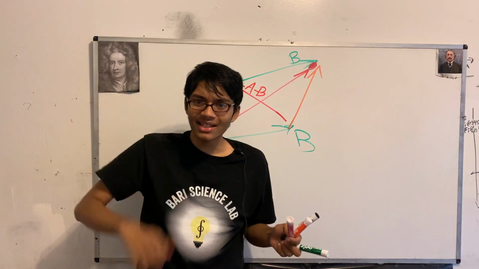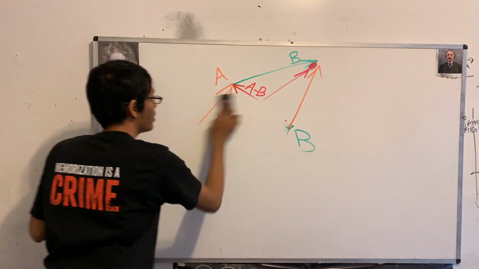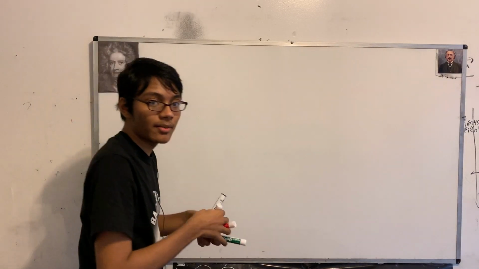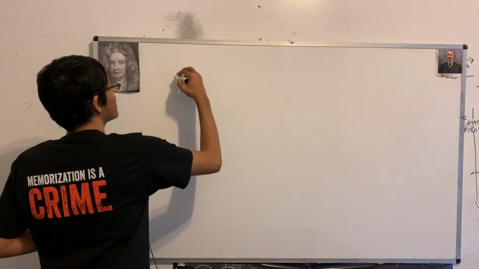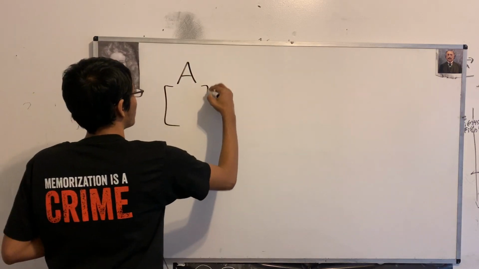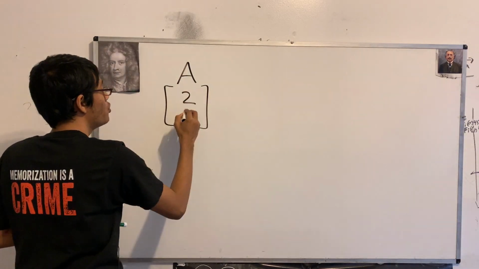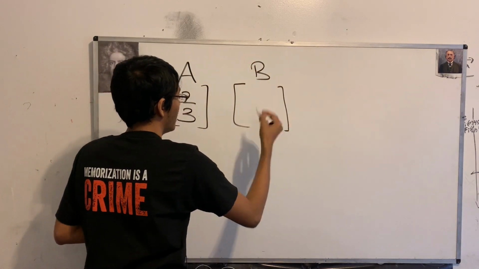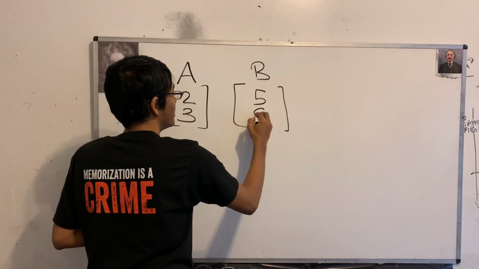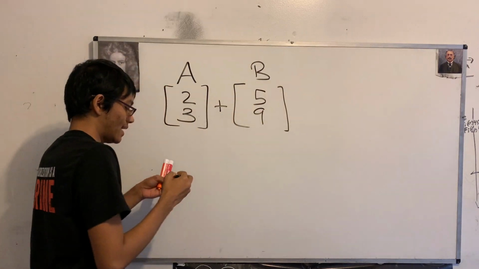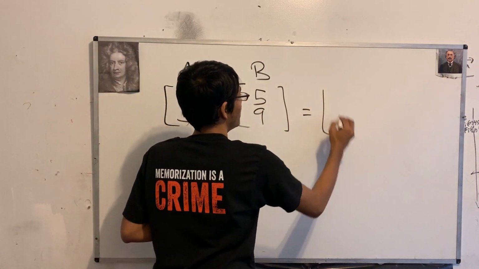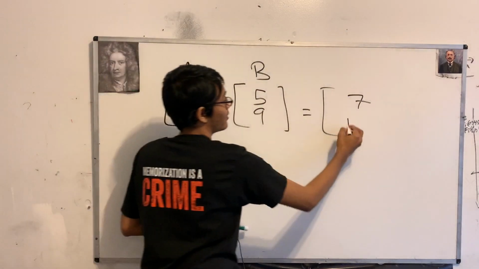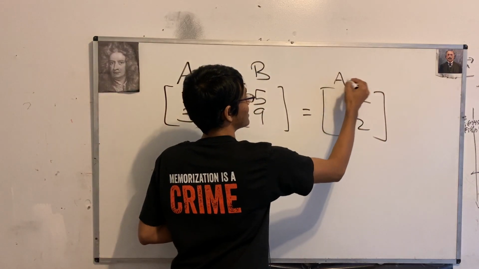Now, let's end with a nice, neat little example of actually subtracting two vectors. Let's do some numbers now. Let's say I have a vector A: 2, 3. I have a vector B. Let's put some numbers in, whatever numbers you want, really: 5, 9. And let's add them. What's that going to look like? Well, 2 plus 5 is going to be 7. 3 plus 9 is going to be 12. That's as easy as it gets. That's A plus B.